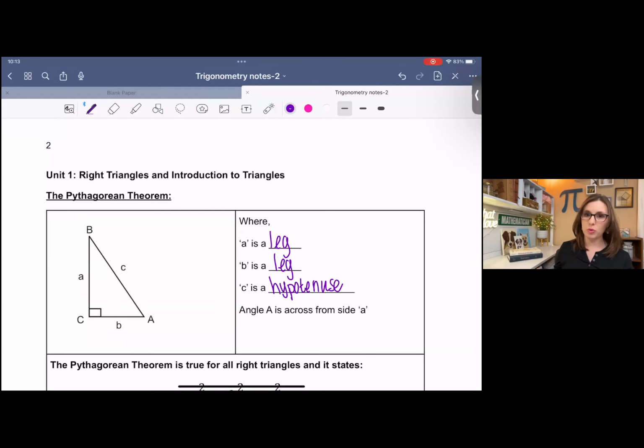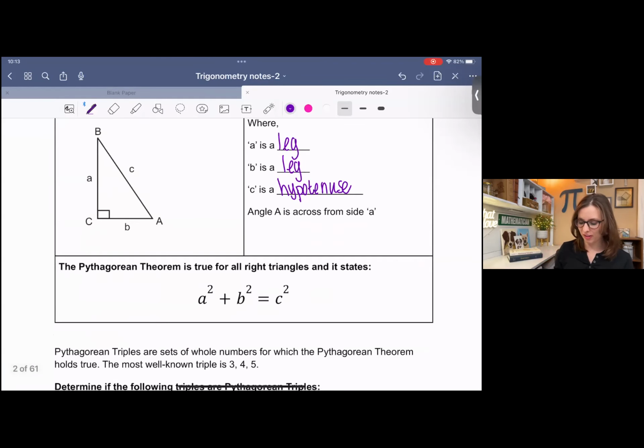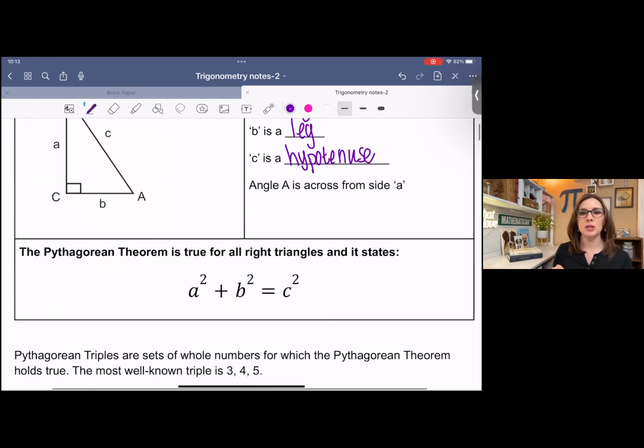This leads us to probably the easiest formula you'll ever have to remember, and that is the Pythagorean theorem. A squared plus B squared equals C squared. So if you need to find a missing side of a right triangle, this is the formula you're going to use. Or if you need to figure out if a triangle is a right triangle, plug it into this formula, and if it checks out, it's right.